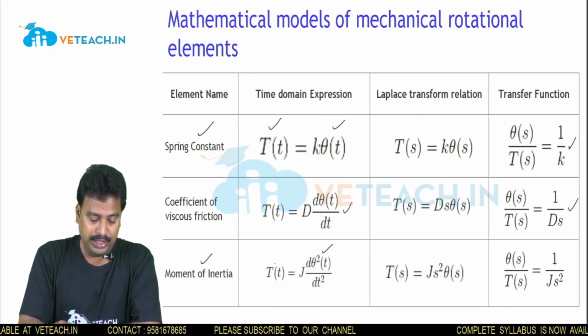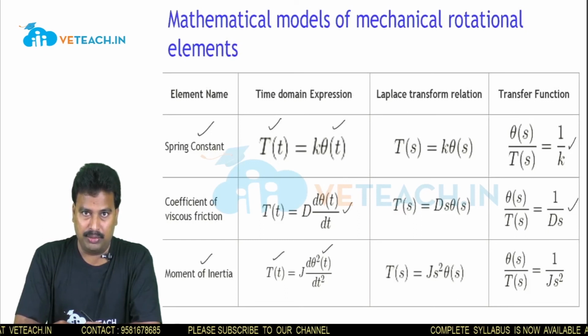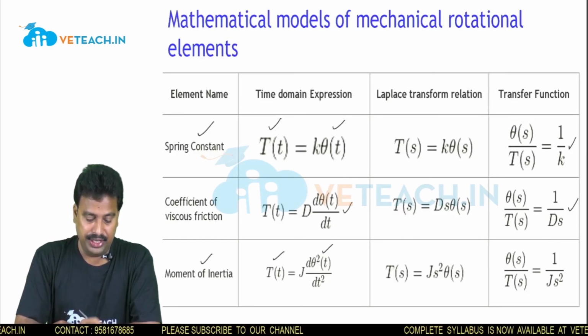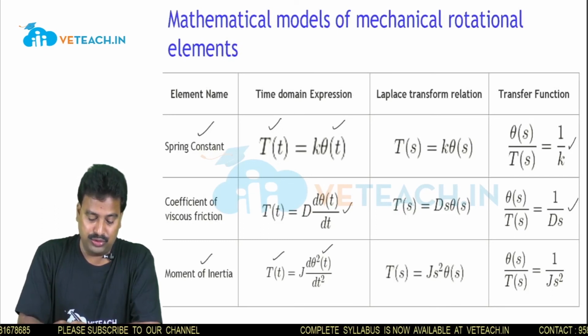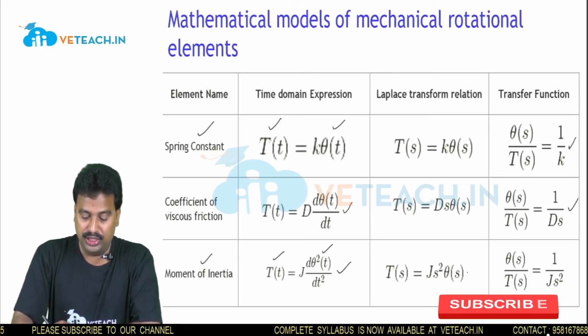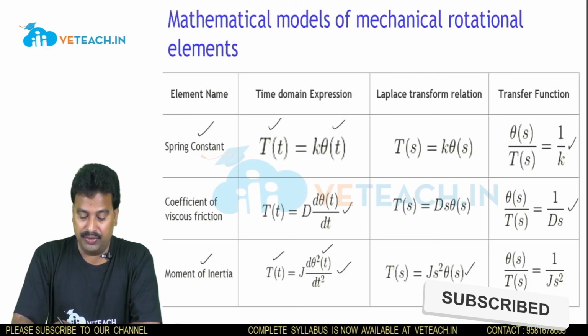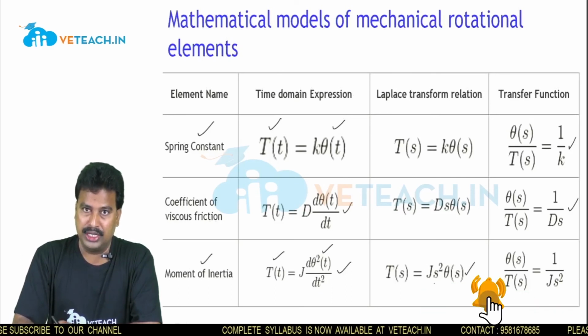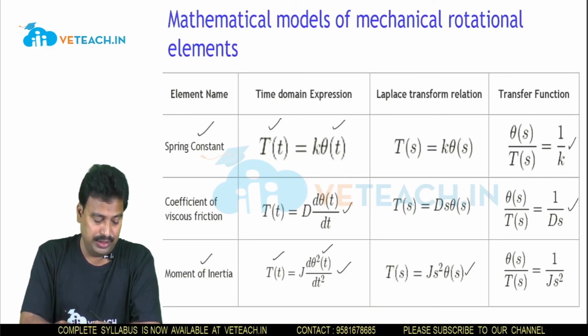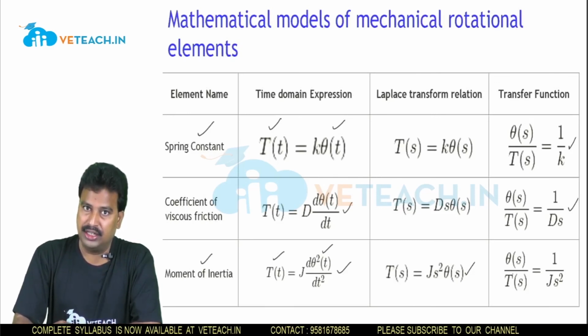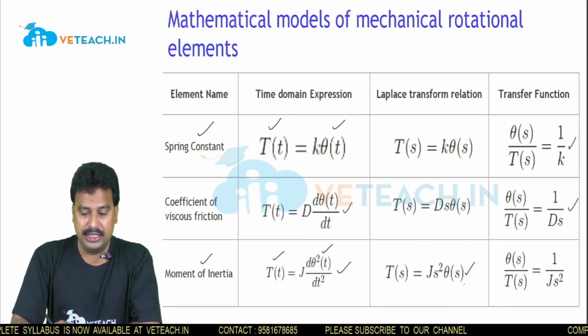And as far as moment of inertia is concerned, in time domain, the relation between the angular displacement and the torque applied is T of t is equal to J into d square theta by dt square. So, apply Laplace transform on both sides to this equation, you will get T of s is equal to J into s square theta of s, and the transfer function for moment of inertia is theta of s by T of s is equal to 1 by J s square.